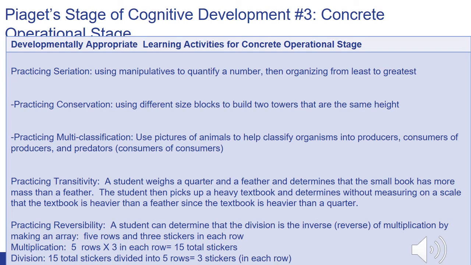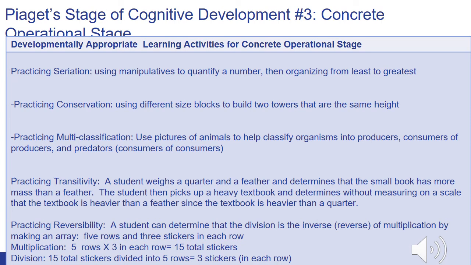Another way you could demonstrate this is by practicing reversibility. So you could explain that division is the inverse or reverse operation of multiplication by having students make an array or a picture with rows and columns. So you might have students draw 5 rows and 3 stickers in each row, or maybe make that themselves on a piece of paper. Then you can demonstrate to students that multiplication would be 5 times 3 equals 15.